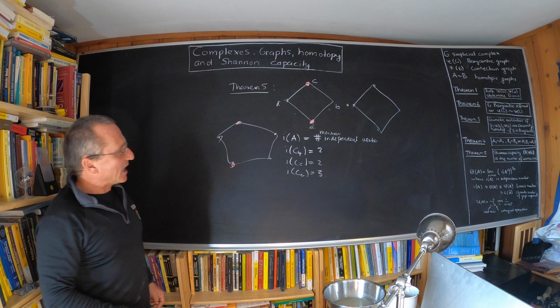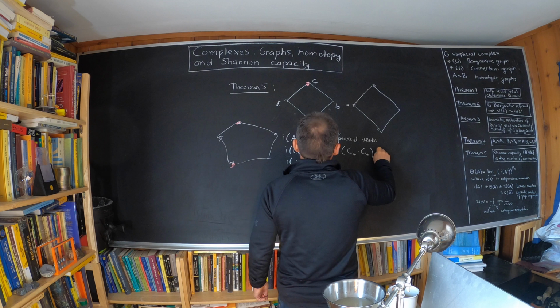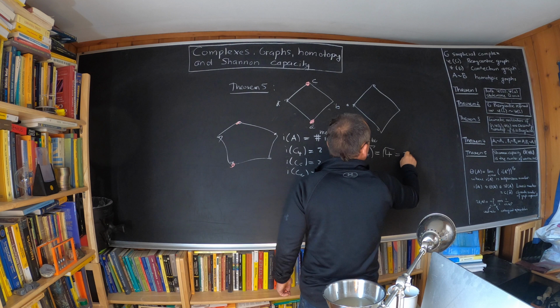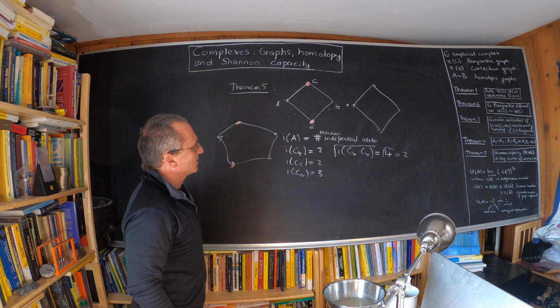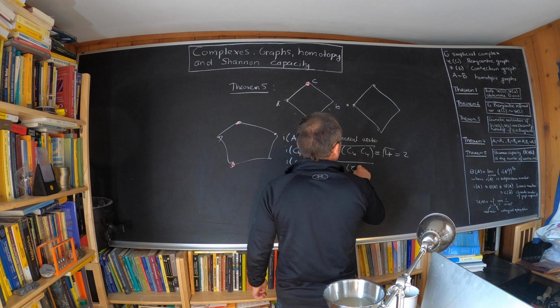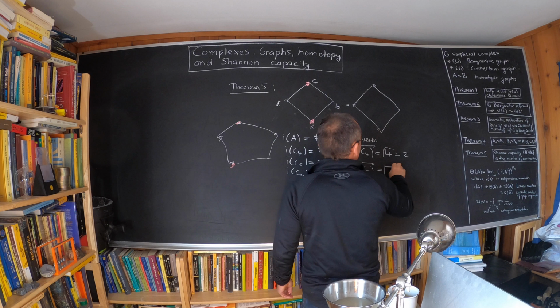But now what happens if you take E of C4 times C4, which is 4, so we take the square root of that. You don't gain anything here by going further. But what actually happens is if you look at the E of C5 times C5, then you get the square root of 5.